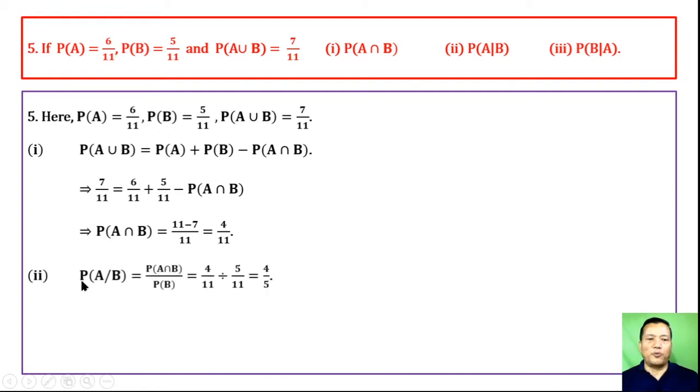For Roman number 2, P of A given B is given by P of A intersection B by P of B. A intersection B is what? 4 by 11 divided by P of B, whose value is 5 by 11. Cancelling, we get 4 by 5. For Roman number 3, P of B given A is P of A intersection B by P of A. P of A intersection B is 4 by 11 divided by P of A. Its value is 6 by 11. Cancelling, we get 2 by 3.